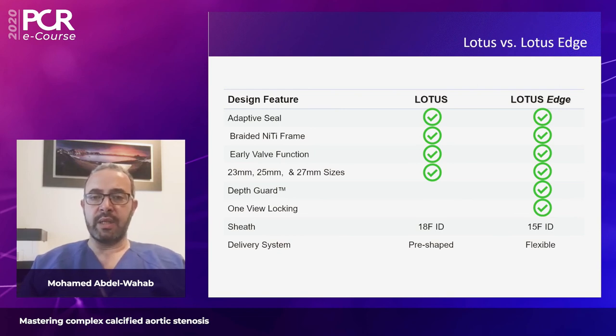But in addition to these characteristics, you have the Depth Guard technology, which helps you get this device a little bit higher, or avoids a deep dive into the ventricle, and probably could reduce the pacemakers a little bit. You have radiopaque markers on the buckles and posts that help you assess locking in only one view, so it simplifies the assessment of locking. You could use a smaller sheath, a 15 French expandable sheath, instead of the larger one that should be used with the Lotus Classic. And the delivery system is still a bit stiff, but it's supposedly a little bit more flexible compared to the Lotus Classic.